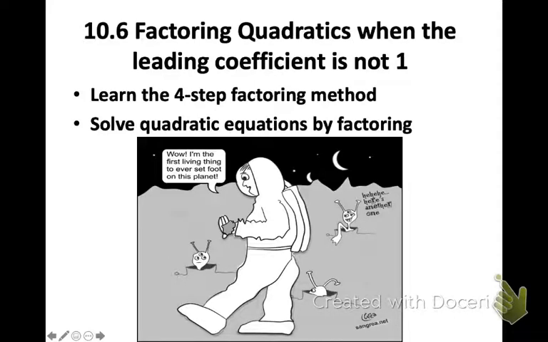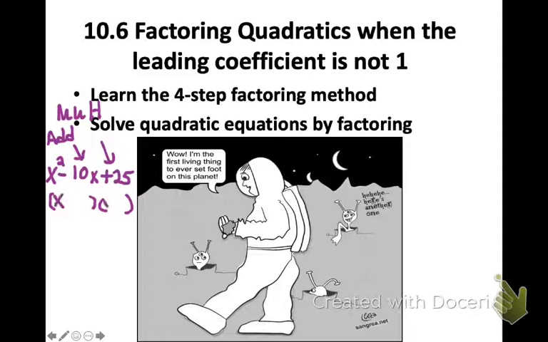In lesson 10.6, we're going to factor quadratics when we do not have a leading coefficient of 1. In a previous lesson, we looked at something like x squared minus 10x plus 25, and we said we needed to find factors that multiplied to a positive 25, yet added to our linear term negative 10x. Our first term has to be x. That's the only way to get back to x squared. 25 could be 5 and 5 or negative 5 and negative 5.